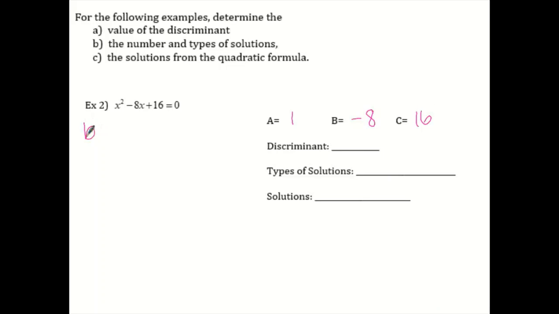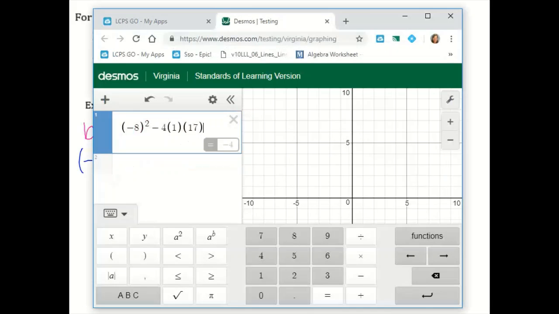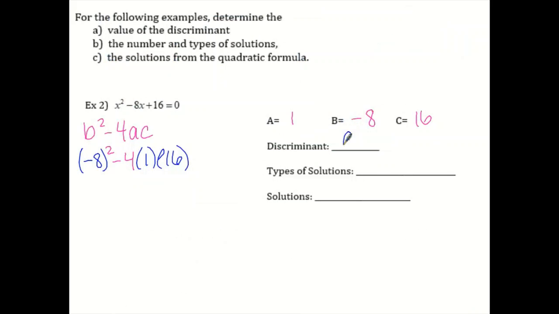So I'm going to use my discriminant, B squared minus 4AC. Again, I'm going to have -8 squared minus 4 times 1 times 16. Okay. And I'm going to come back to Desmos, and that's pretty much the same thing here. I'm just going to change this one to a 6, and I get 0. So notice there my discriminant is 0.